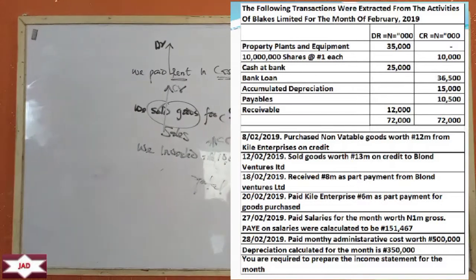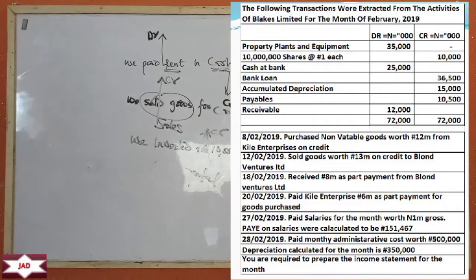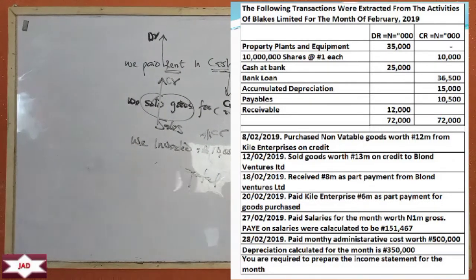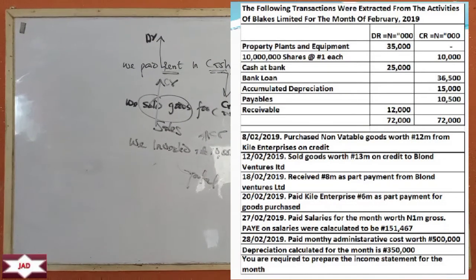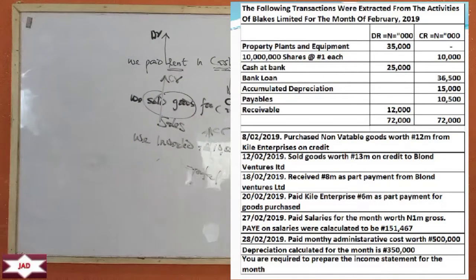So we have 12th of February, sold goods worth 13 million on credit to Blonde Ventures Limited. So we have 18th February 2019, received 8 million as part payment from Blonde Ventures Limited. 20th February 2019, paid Kyle Enterprises 6 million as part payment for goods purchased.